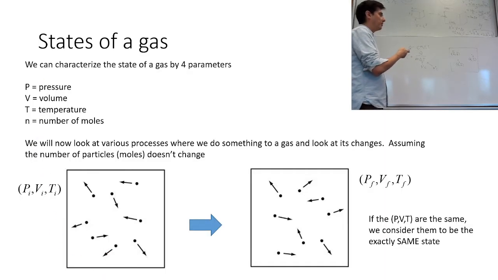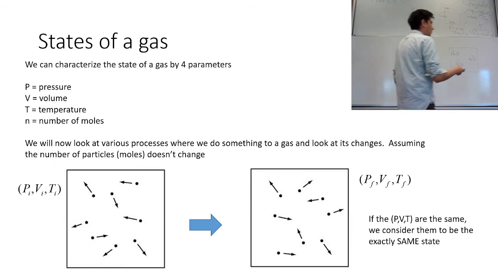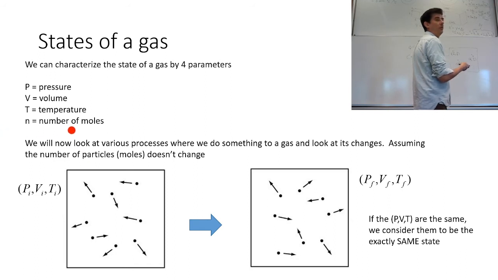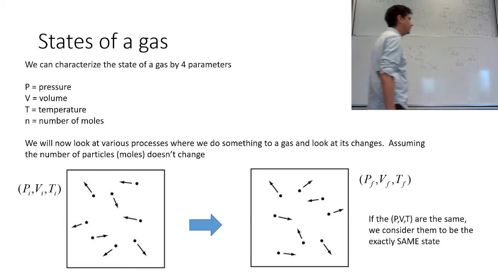So the way that we're going to think about this is that we can pretty much characterize the state of the gas with these say 4 parameters: pressure, volume, temperature, number of moles. And in a lot of what we're going to do, we're not even going to change the number of moles. We're just going to fix it because it's often a bit easier to think of that situation.